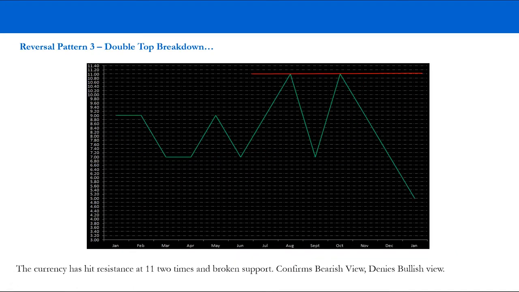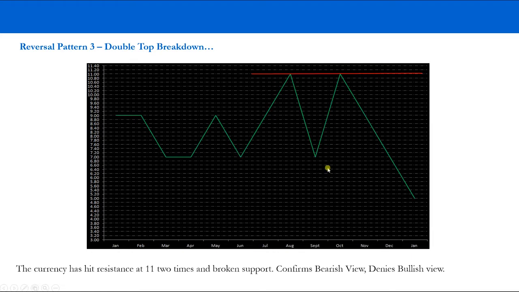Now, moving on to our next reversal pattern, number 3, this is a double top, and in this case, a double top breakdown. So we have a double top in the currency pair. So the currency pair has put in a double top at the 11 level, and then it's broken down. So it's broken through previous support.